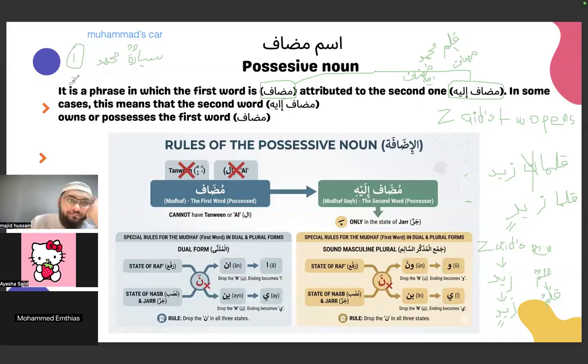Now the second step. What's my second step? Drop the tanween and change it into dhamma. Yes, I will drop the tanween and change it into dhamma, which will become sayyara tu. What about Muhammad? It'll stay the same. What will be the i'rab of Muhammad? Majroor, kasratin. سيارة محمد means Muhammad's car.